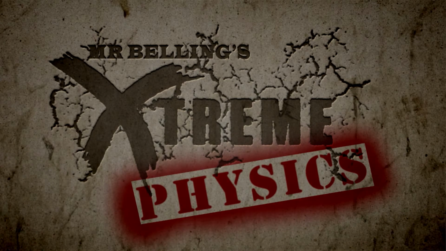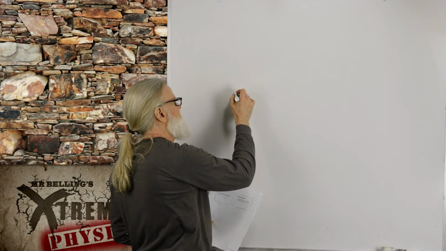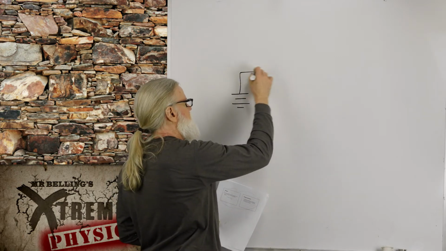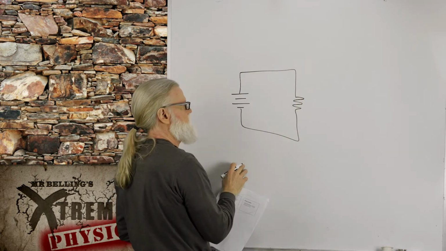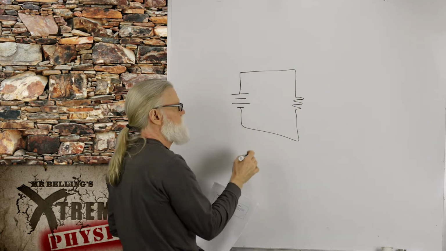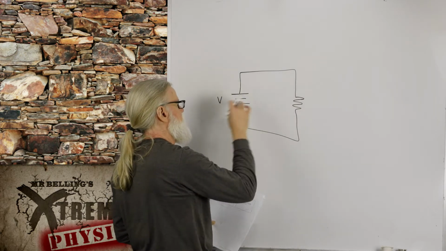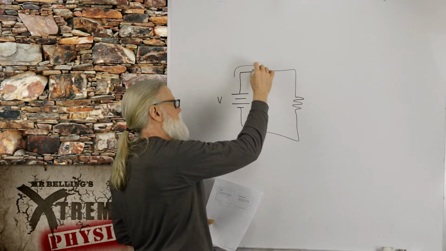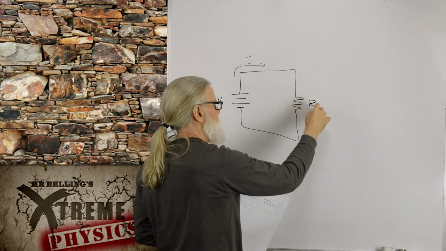All right, let me pose a question to you. If I had a real simple circuit, I got a battery, and I got some sort of load. In this case, I draw it as a resistor, and so this has a voltage V, potential difference from here to here. That causes current to flow like this around the circuit, and we have a resistance here.